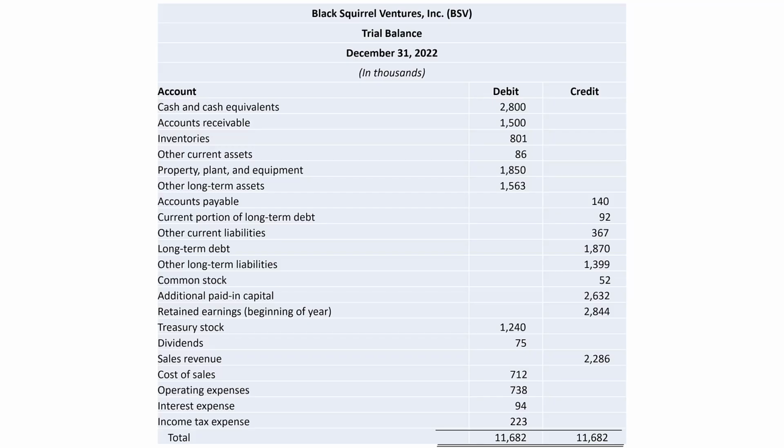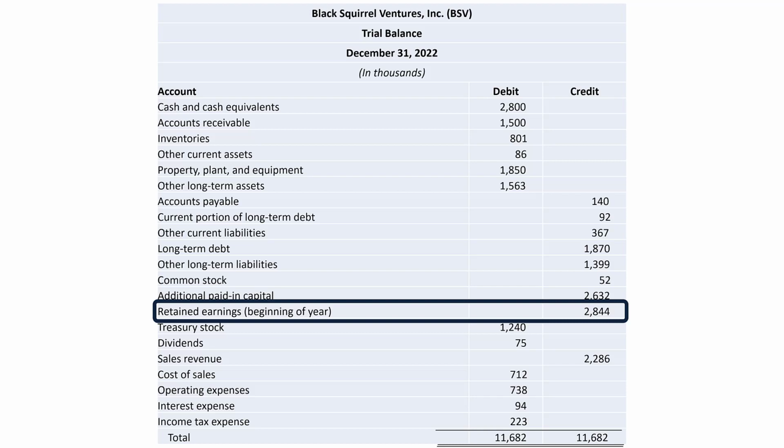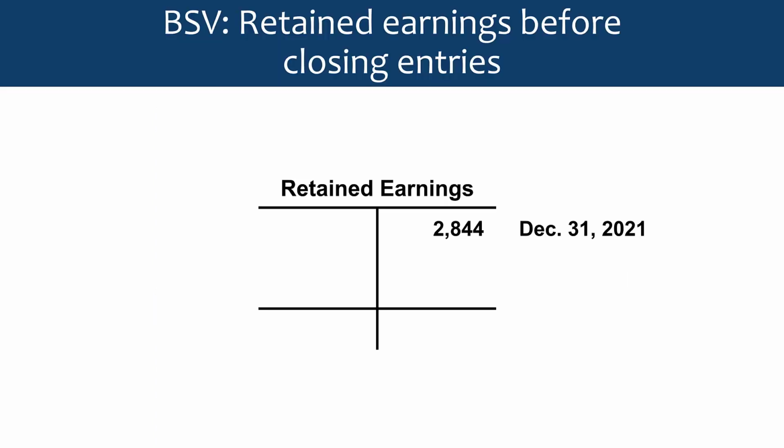We're going to illustrate closing entries by using a fictitious company, Black Squirrel Ventures. We will use its trial balance. The first thing we take note of on this trial balance is the beginning balance of retained earnings. We set up a T account for retained earnings here. The T account will contain this beginning balance of retained earnings that we got from the trial balance on the previous slide. Retained earnings has a credit balance. The beginning balance goes on the credit side or the right side of the T account.